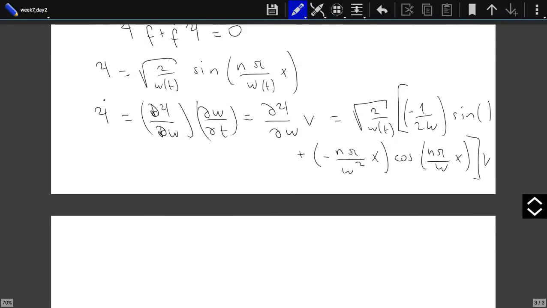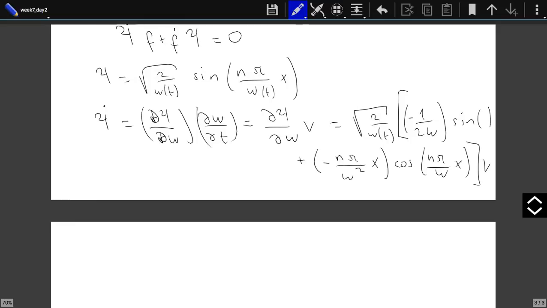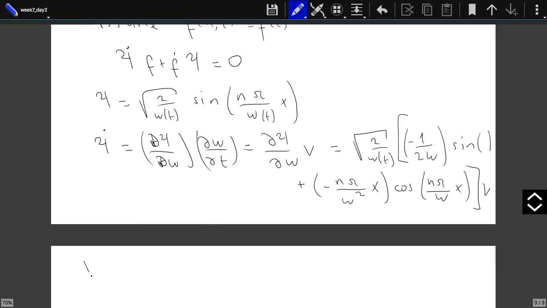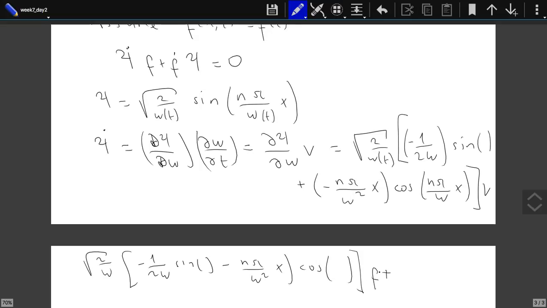Well, it doesn't seem to be presenting too much hope. You see, let's just substitute it. Psi dot, we know that it is square root of 2 over omega minus 1 over 2 omega sine of something minus n pi over omega squared x cosine of the same thing, times f plus f dot. Psi is square root of 2 over omega sine of the same thing. This should be equal to 0.